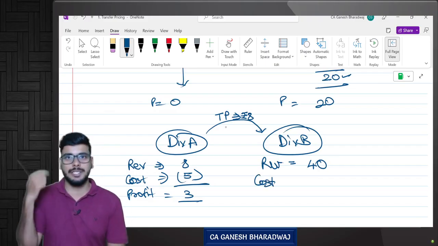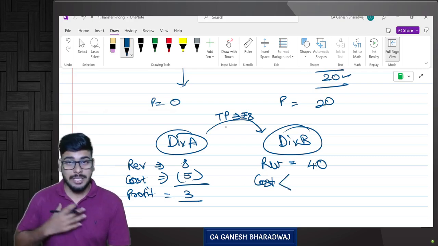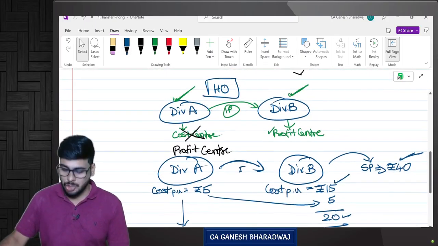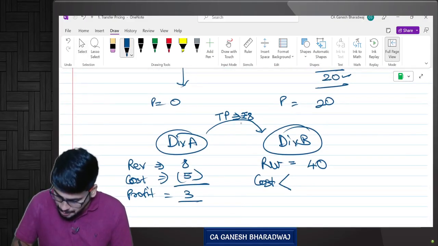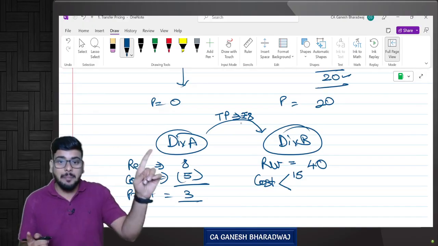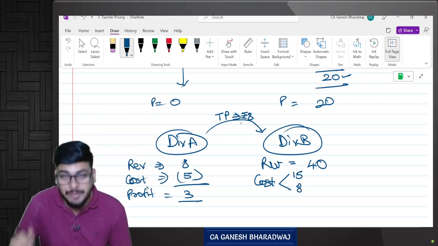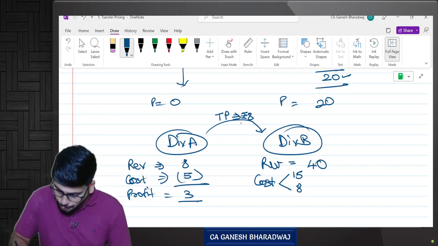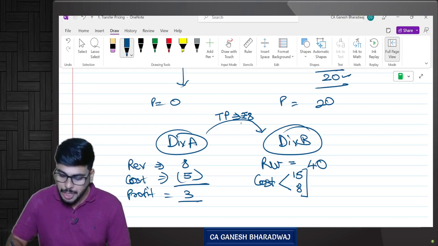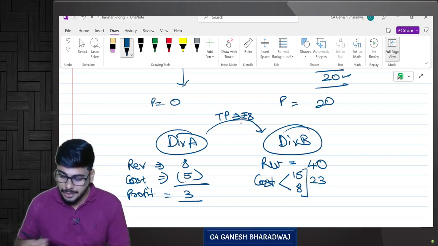Now there are two costs for them. One cost is the cost of manufacturing the soft drink, which we saw earlier. Manufacturing soft drinks is 15 rupees per unit, correct? It costs them 15 rupees. Plus, every time they buy an empty bottle from division A, they need to pay 8 rupees, correct? Not 5. They need to pay 8 rupees. So the overall cost for every unit in division B is 15 plus 8, which is 23 rupees.